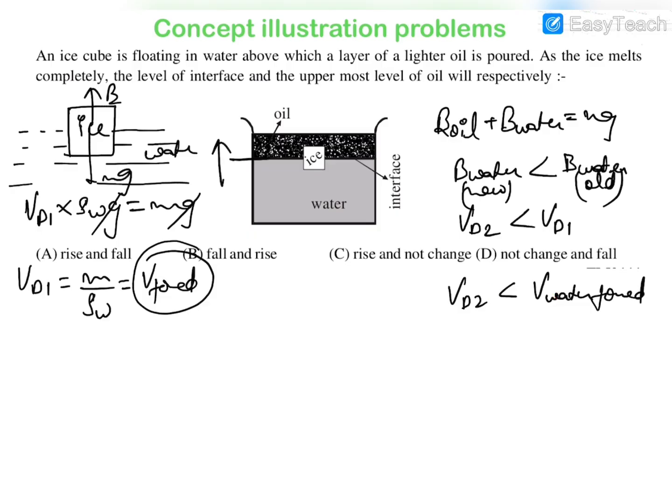So if more water is formed by melting, then we can say that this interface will go up. And obviously we know that there is some amount of air trapped inside this ice. So when that air escapes from the system, the overall volume of the system will decrease. Hence we can say that the top surface of the oil will go down. So the interface will rise and the uppermost surface will fall. So the correct answer will be A. Now we move on to the next question.